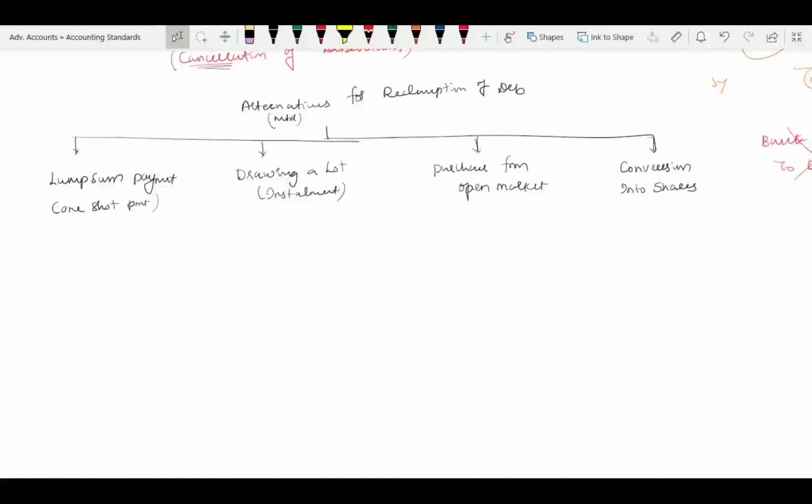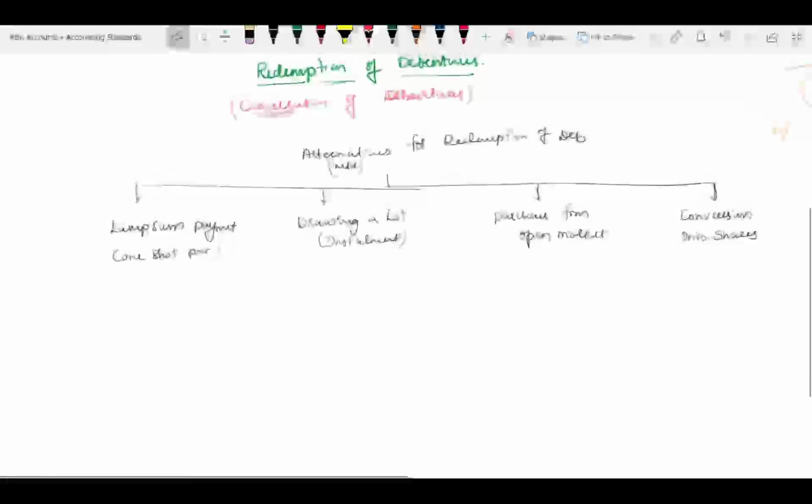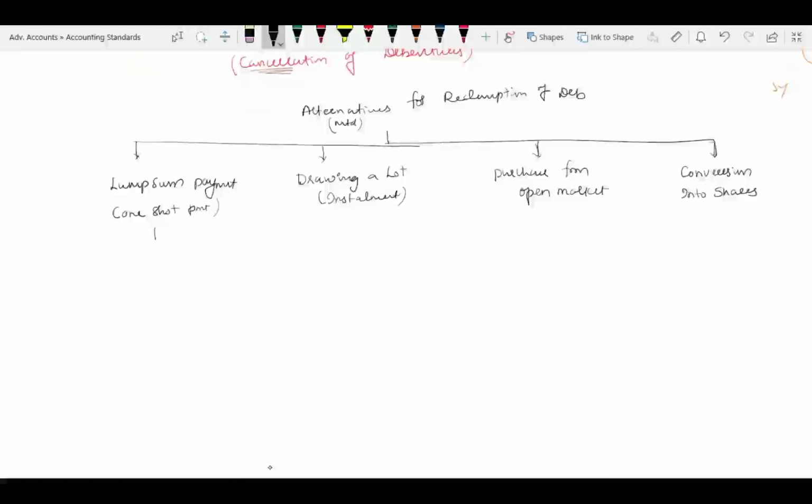So last one, if it is a conversion into shares, here debentures are cancelled and converted into shares. If it is converted into shares, automatically debentures are cancelled. So that is also cancellation, but it is not by mode of cash. So all these three modes, my dear friends, except the last, correct? It is through source of funds, that means by cash.